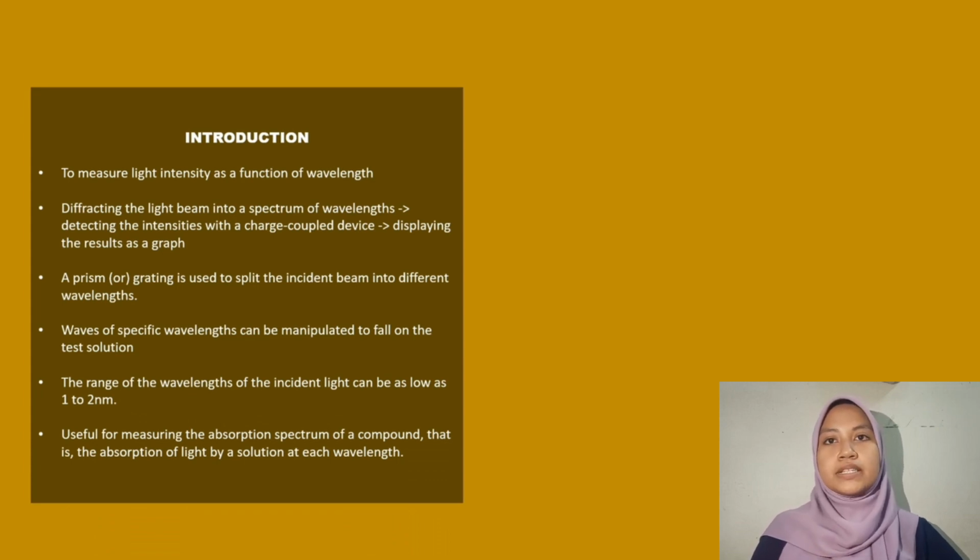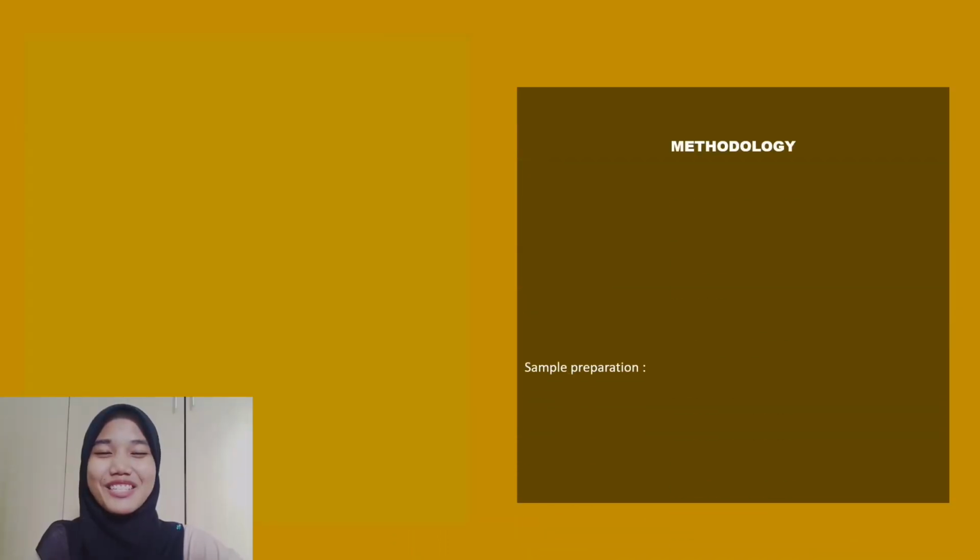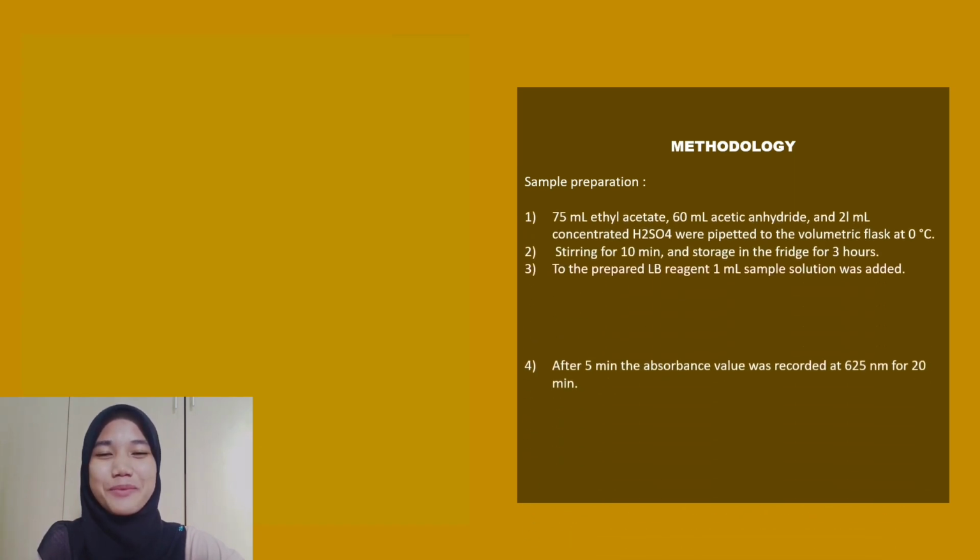By a suitable mechanism, waves of specific wavelengths can be manipulated to fall on the test solution. The range of the wavelength of the incident beam can be 1 to 2 nanometers. The spectrophotometer is useful for measuring the absorption spectrum of a compound, that is, the absorption of light by a solution at each wavelength. Next, for the methodology, sample preparation.